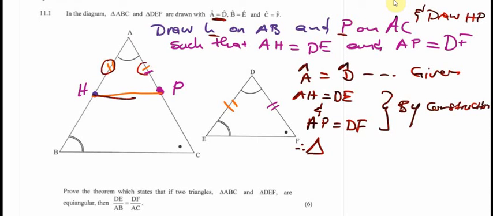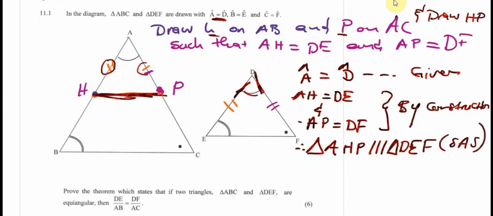Once you say a triangle, we know that you have already drawn a line, HP. So you can say that your triangle AHP is similar to triangle DEF, and the reason is that we saw that we had these two sides and one angle which is included, so we have side-angle-side.